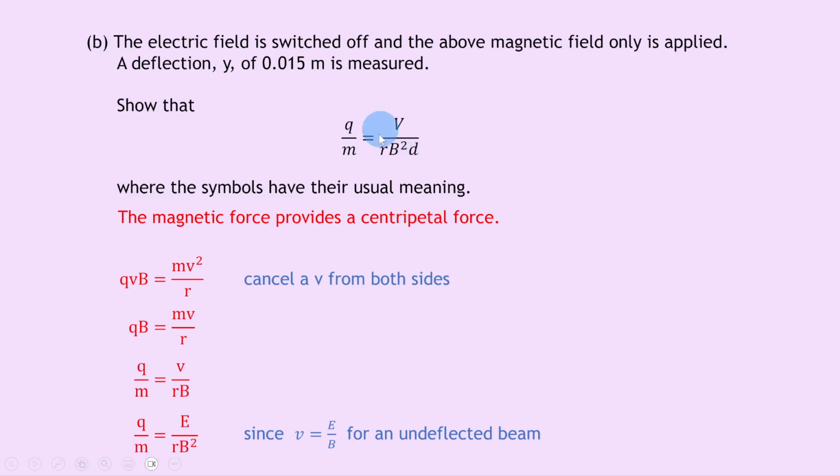Now we're getting closer to this expression because we've now got rB squared in the bottom, but we also want to get rid of this E. We can rewrite this as our final answer, q over m equals V over rB squared D, where we've used the expression for electric field strength, E equals V over D. So we've replaced the E on the numerator with V over D so that it becomes V over rB squared D. And that's the equation we were asked to derive.